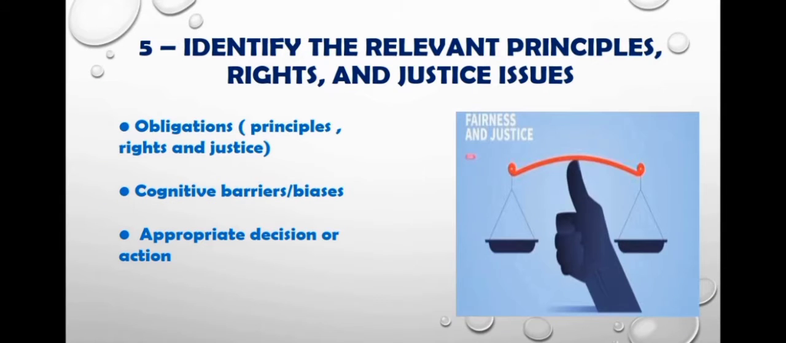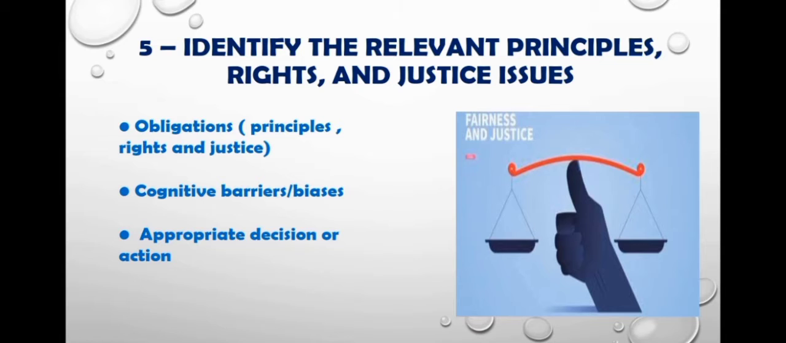And the fifth one is to identify the relevant principles, rights, and justice issues. So the obligations, cognitive barriers, and biases, appropriate decision or action. So obligations should be thought in terms of principles and rights involved. And we should know what obligations are created because of a particular ethical principle we might use in the situation. For example, the do no harm and the do unto others as you would have them do unto you.